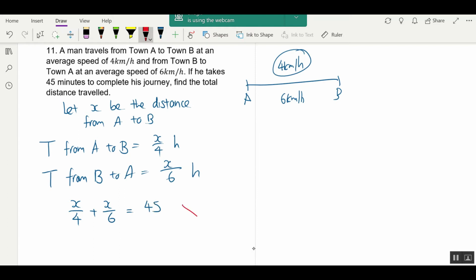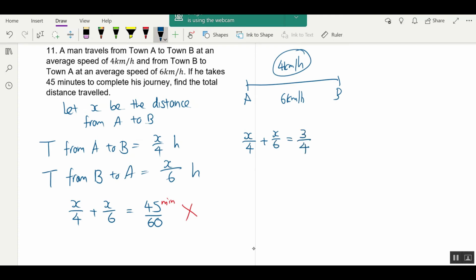this is incorrect. Okay, because 45 is in minute. We need it to be in hour. X over 4 and x over 6 are in hour. So 45 must be over 60. Yeah, then now this is the correct way. X over 4 plus x over 6 is equals to 45 over 60, that will be 3 over 4.